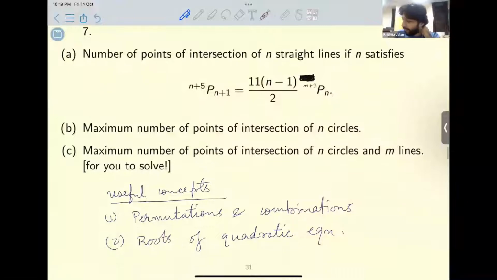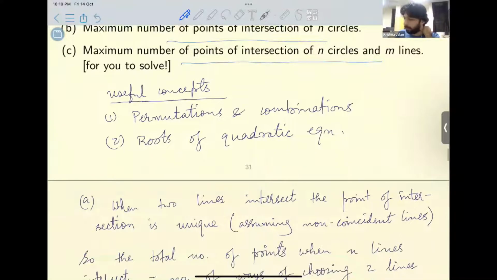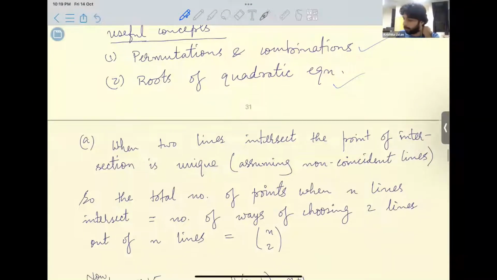Okay. So this is a simpler problem. You want to find the number of points of intersection of n straight lines, given that n is satisfying this equation. And similarly for circles and lines together. It's a simple problem in permutation and combination, and you'll require quadratic equation as well.